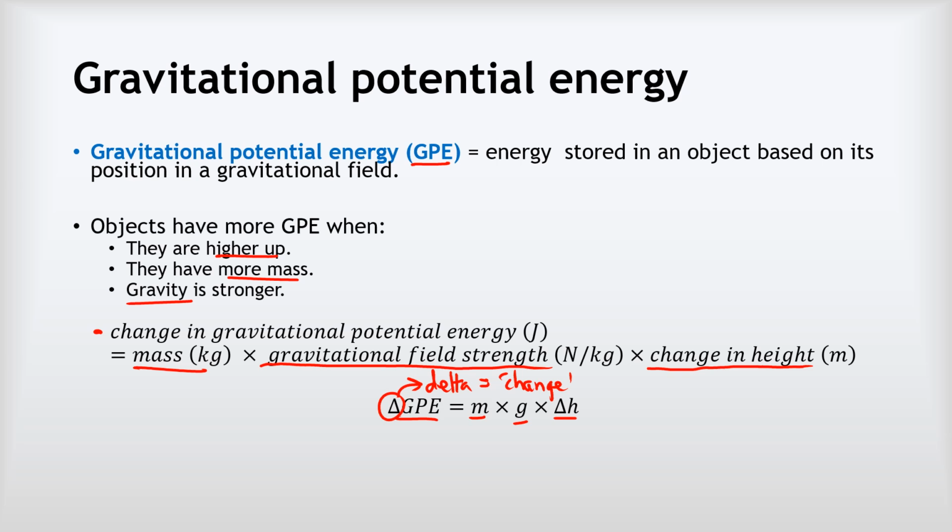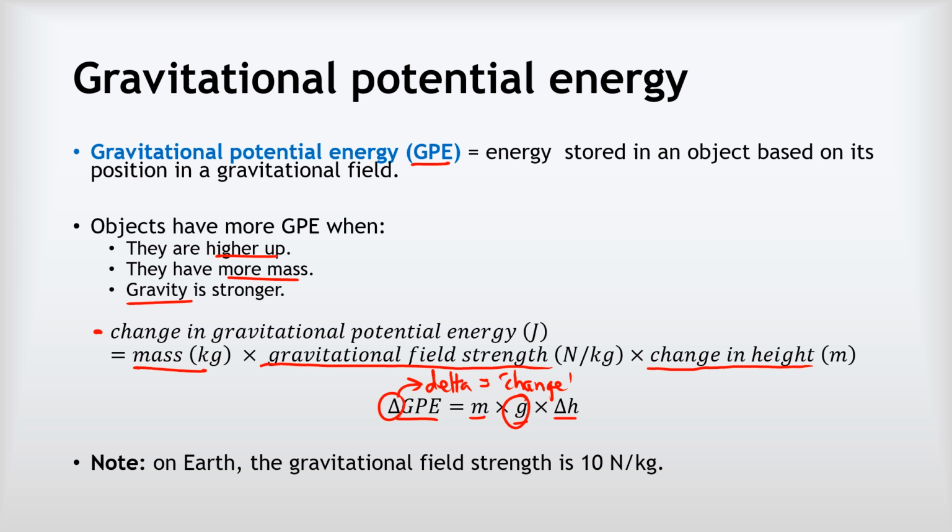Now, it's just worth talking a little bit about this value here, g, the gravitational field strength. On Earth, the gravitational field strength is 10 newtons per kilogram. That means that 1 kilogram weighs 10 newtons, 2 kilograms weighs 20 newtons, 3 kilograms weighs 30 newtons, and so on. That is the only value that you're expected to remember. You might sometimes be given questions that deal with different places like the moon or Jupiter or Mars. In those cases, you'll be given the gravitational field strength. But in any question based on Earth, you are expected to remember that it's 10.